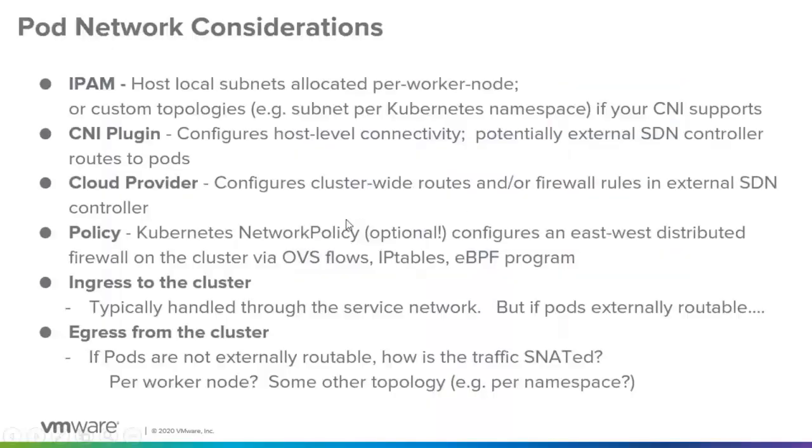Okay, and I mentioned most of these, but some of the considerations for the pod network. There's IP address management, so host local subnets are allocated per worker node. There can be custom topologies if your CNI supports it. Cisco ACI, NSX, Cilium, Calico, they all support that. You have to pick your CNI plugin. Remember, CNI is host local. It runs on the worker nodes and it plumbs Linux for you, and then potentially will talk to the external SDN controller to tell it about what's there.